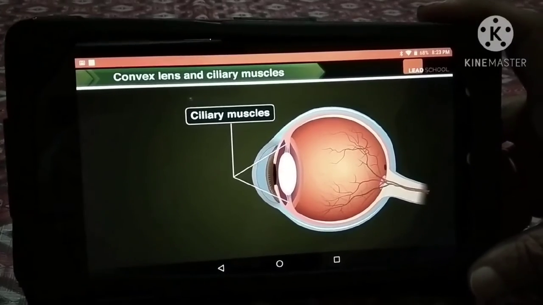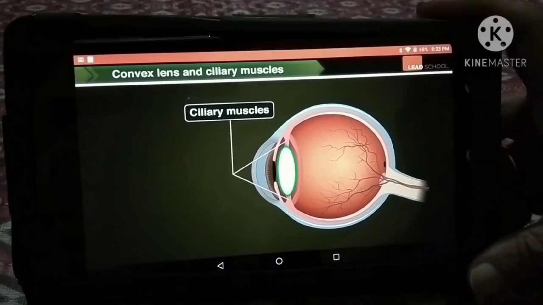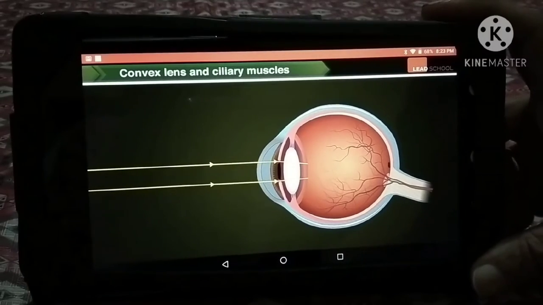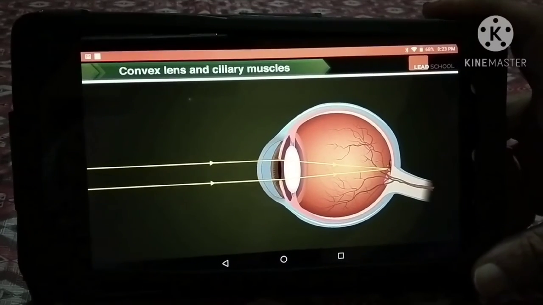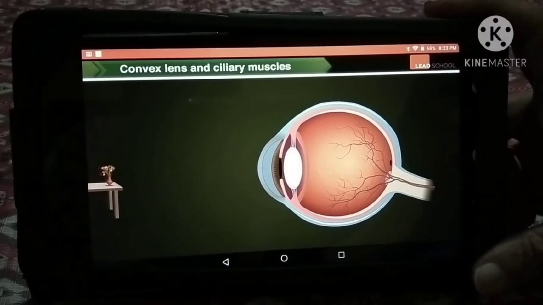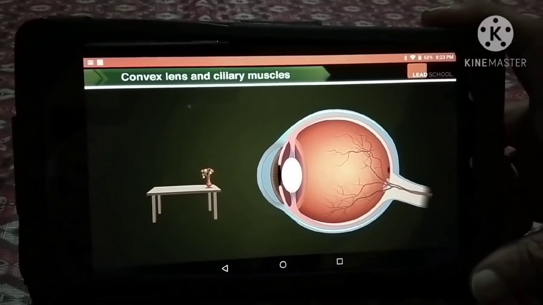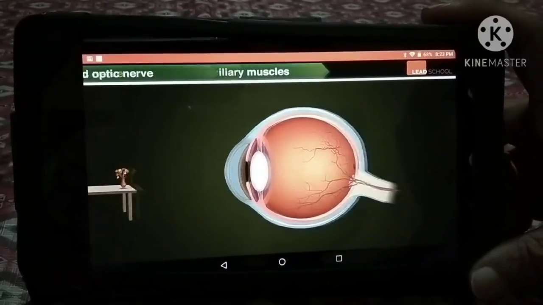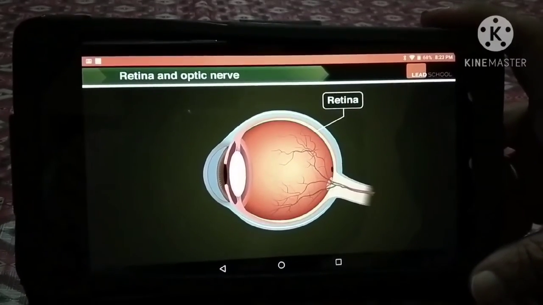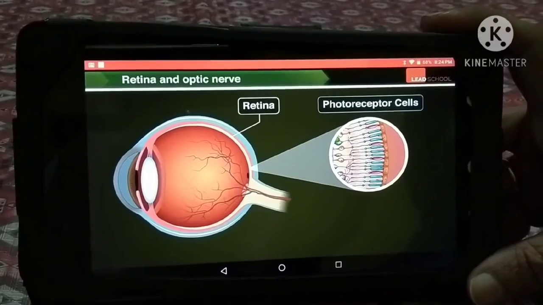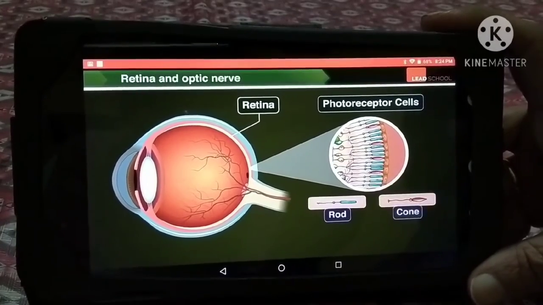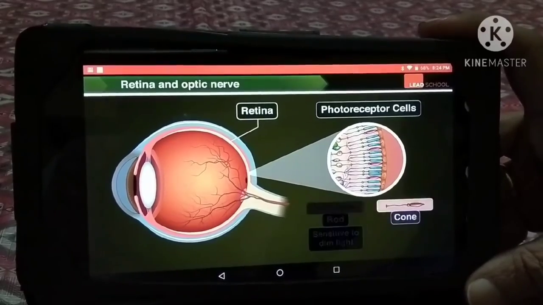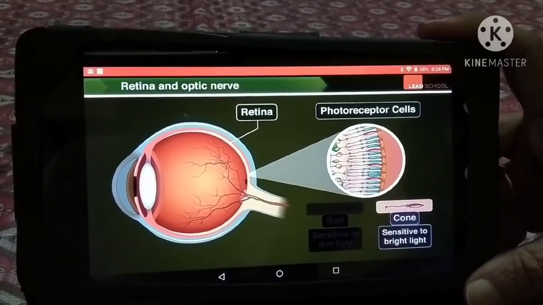When these muscles are relaxed, the lens is thin and can easily focus the images of faraway objects on the retina. When viewing nearby objects, the ciliary muscles contract to increase the thickness of the lens. The retina contains two types of photoreceptor cells, rods and cones. Rods are sensitive to dim light and cones are sensitive to bright light.